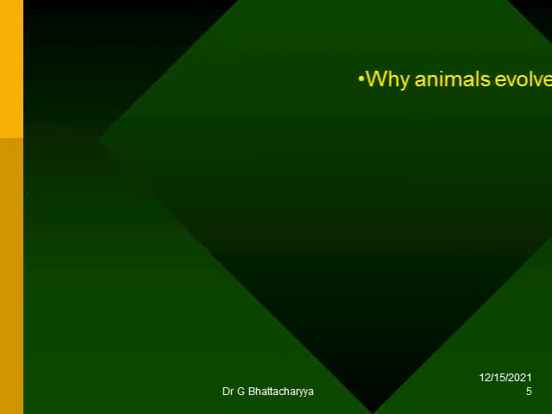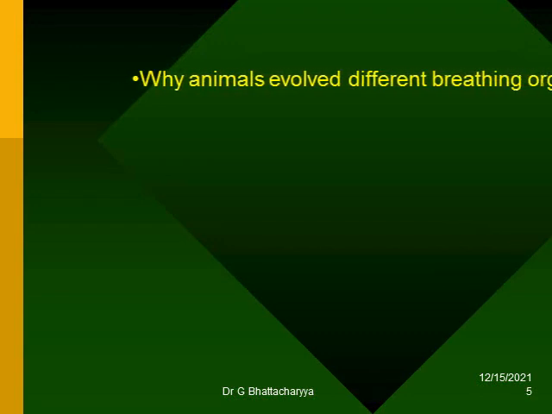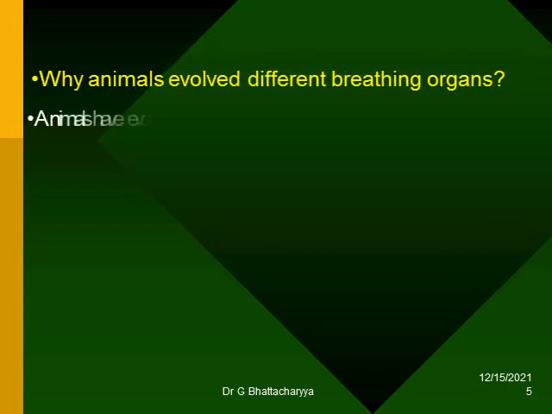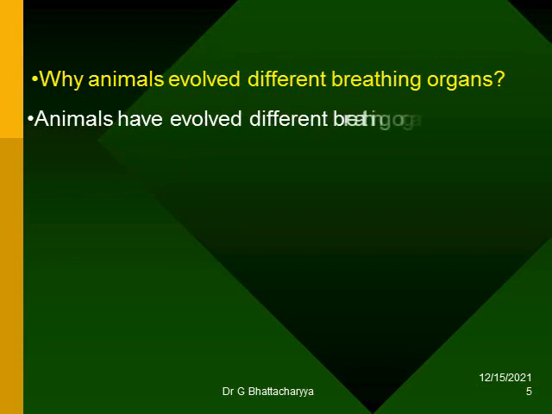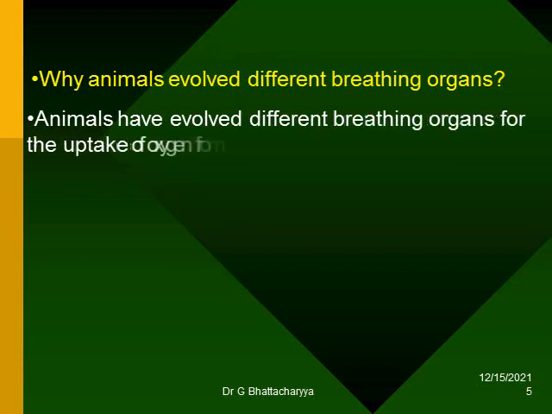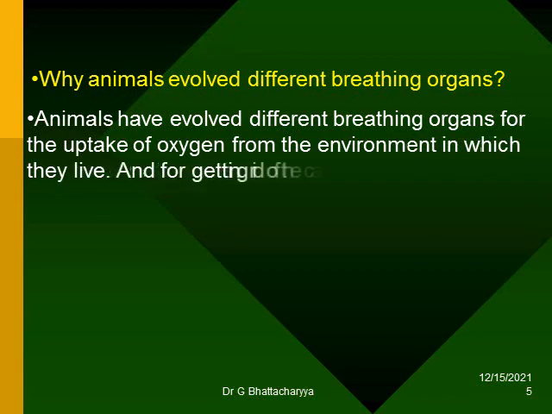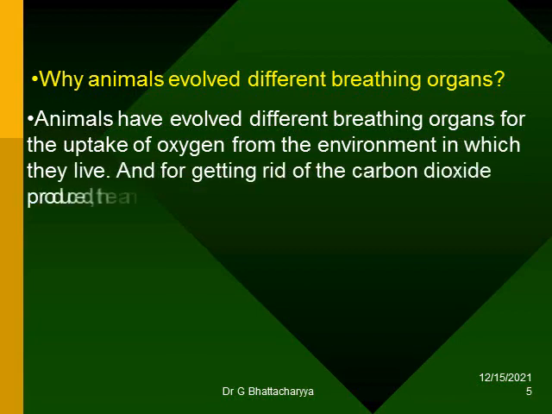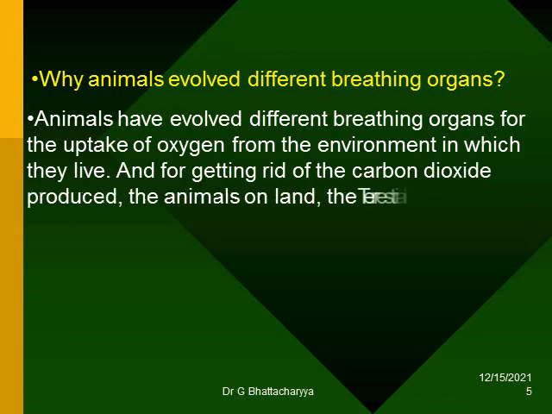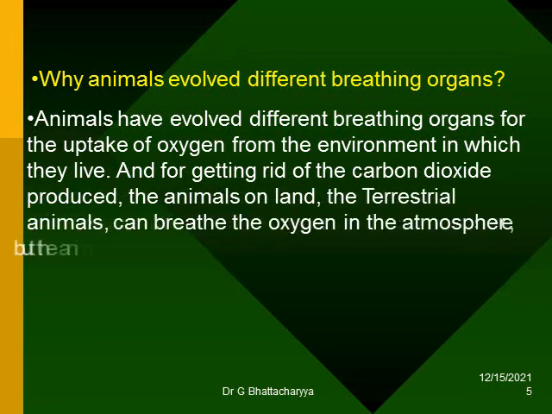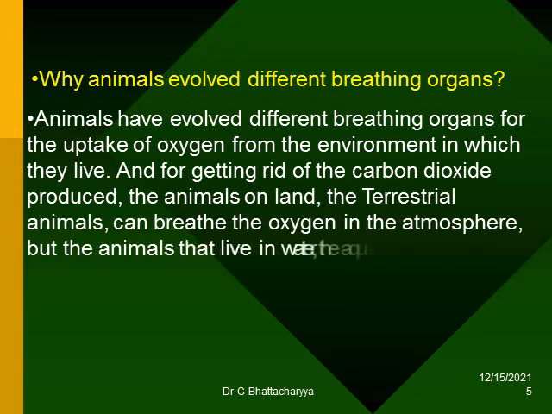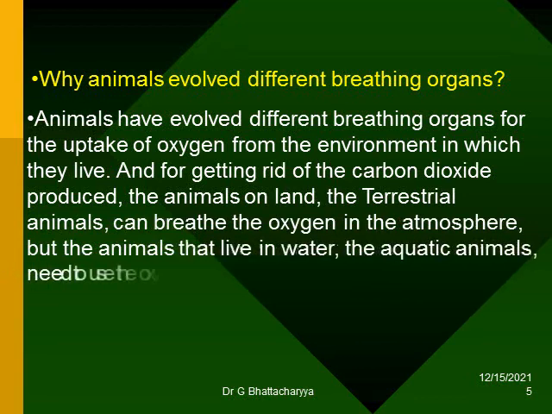Why did animals evolve different breathing organs? Animals have evolved different breathing organs for the uptake of oxygen from the environment in which they live and for getting rid of the carbon dioxide produced. The animals on land, the terrestrial animals, can breathe the oxygen in the atmosphere, but the animals that live in water, the aquatic animals, need to use the oxygen dissolved in water.